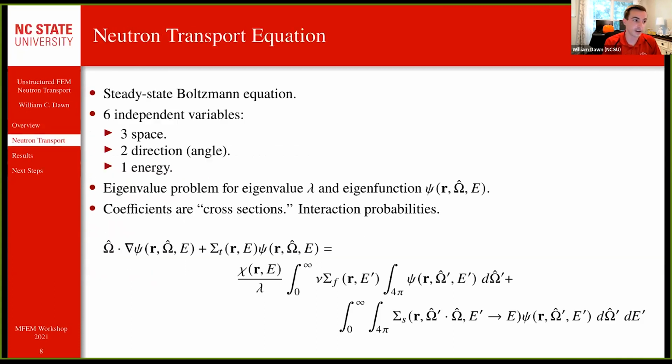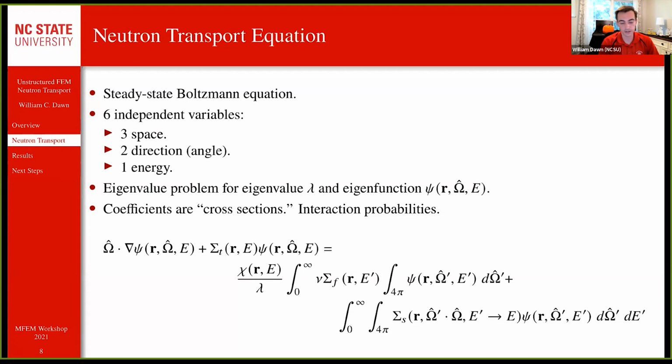Now I'm going to move on to actually talking about what we're modeling. This equation here is the continuous form of the neutron transport equation. It's a steady state Boltzmann transport equation. It's supported by a 6-dimensional phase space, 3 dimensions in space, 2 in direction or angle, and 1 in energy. You can think of it as 3 in space and 3 in velocity, but for reasons we have to split them up. This is an eigenvalue problem for an eigenvalue lambda and an eigenfunction psi.